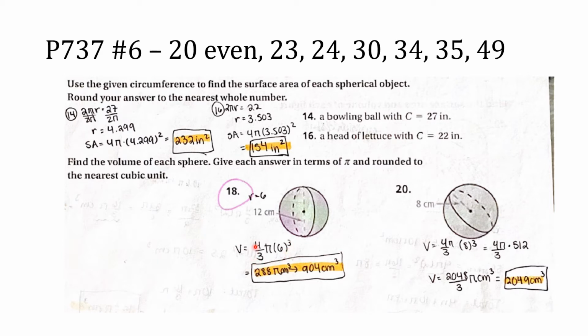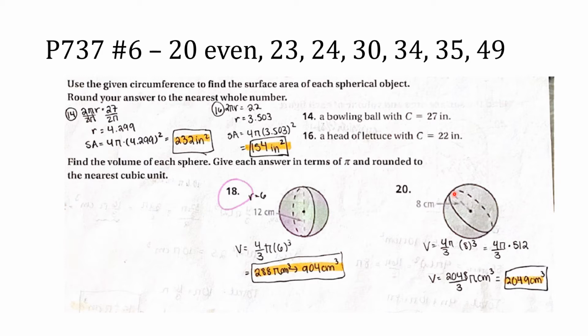So when I multiply those together, 4 times 216 gave me 864, and then when I divide that by 3, I get 288 pi centimeters cubed. So that's my answer in terms of pi. And then when I multiply it out times 3.14, I get approximately 904 centimeters cubed. And that's, of course, a rounded value there.